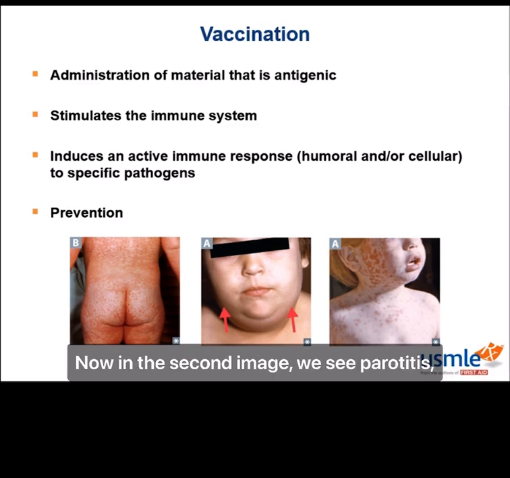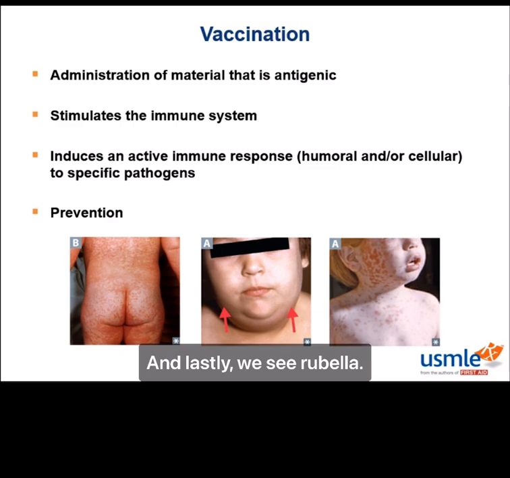Now, in the second image, we see parotitis, which is inflammation of our parotid glands, which can show up with orchitis, aseptic meningitis, and pancreatitis, and this is due to a mumps viral infection. And lastly, we see rubella.